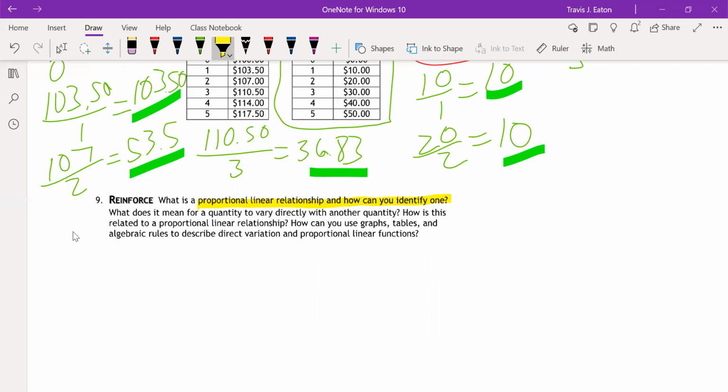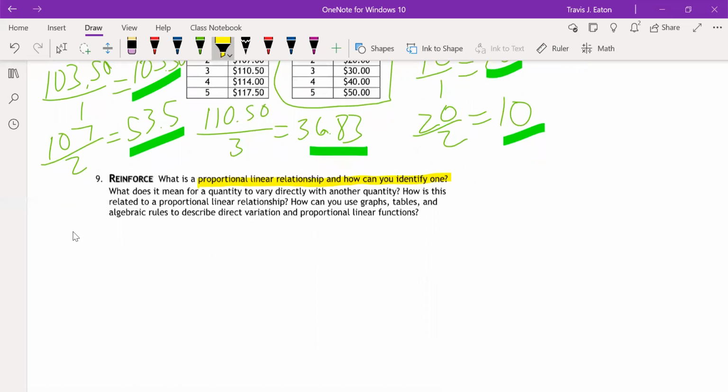Anybody want to have a go at that one? What is a proportional relationship and how can you identify it? What does it mean for a quantity to vary directly with another quantity? Okay. There are equal proportions of a number.